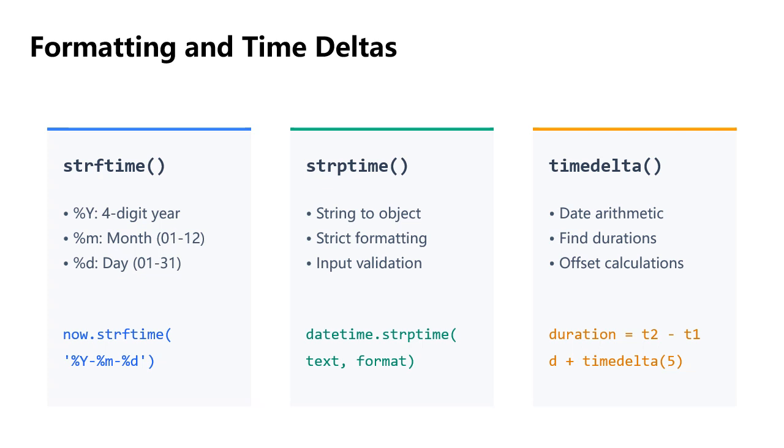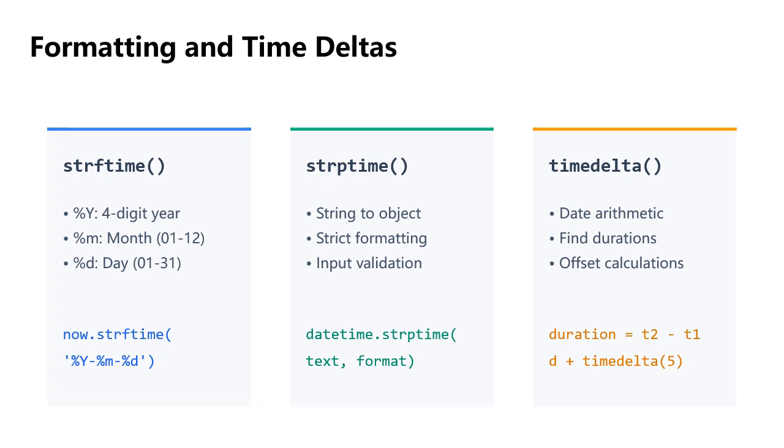First, let's look at the strftime function. I like to remember the f as standing for format. This tool allows you to turn a complex date object into a clean, readable string that anyone can understand. To use it, you provide specific codes: %Y for a 4-digit year, %m for the month, and %d for the day. This allows you to customize exactly how the date appears on the screen.